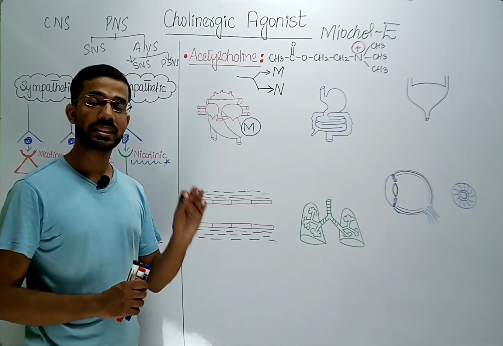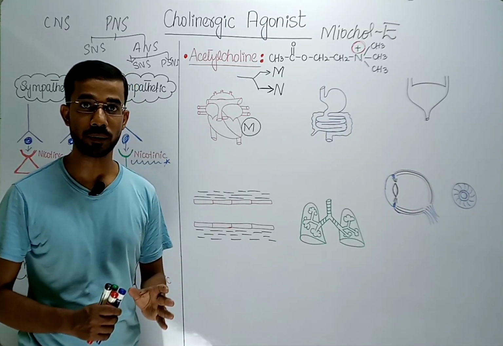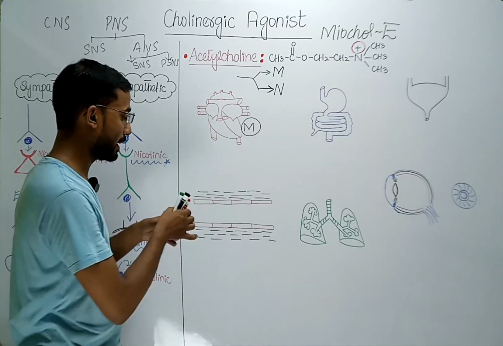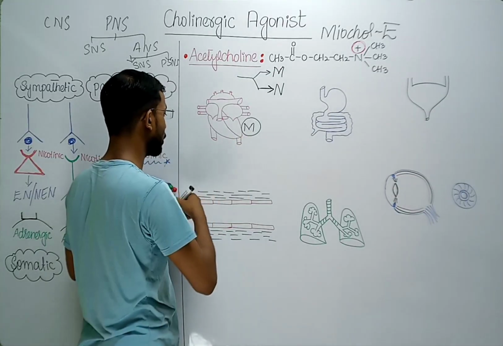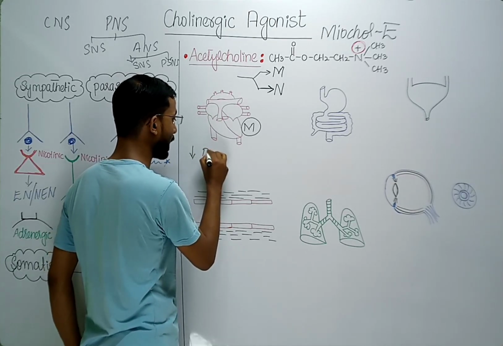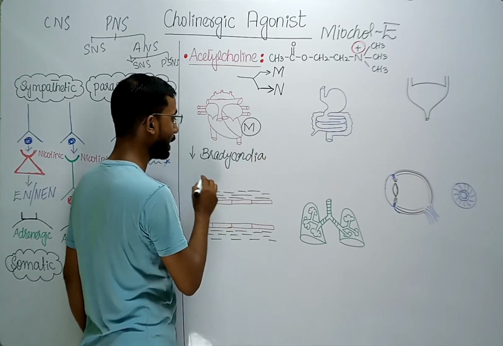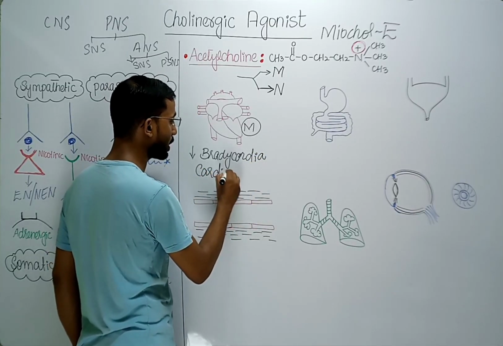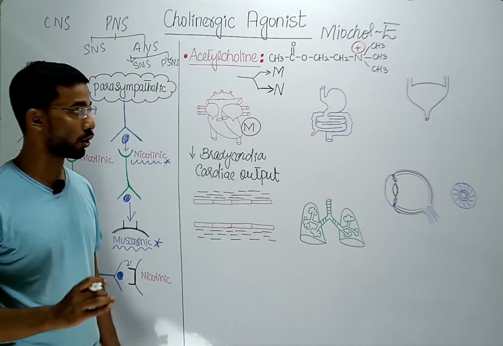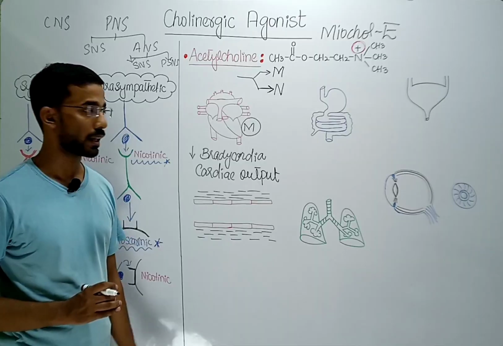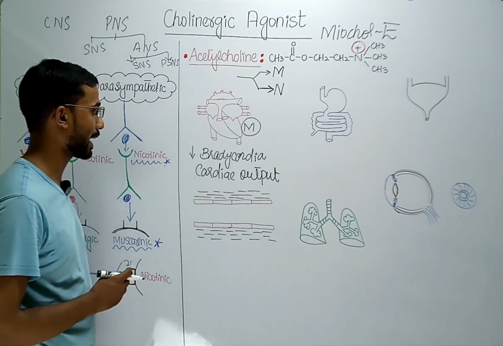But acetylcholine is naturally produced in our body. If we give the acetylcholine through the exogenous route, then ultimately it will bind to the muscarinic receptors on the heart, and you will see a decrease in heart rate, that is bradycardia, and ultimately a reduction in the cardiac output. So this is the first effect of the acetylcholine. That will be similar to the effects produced by parasympathetic nervous system activation.